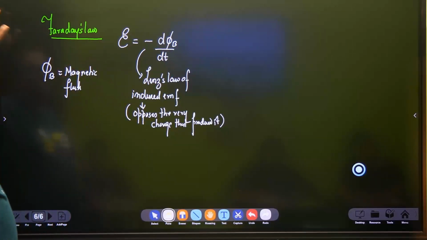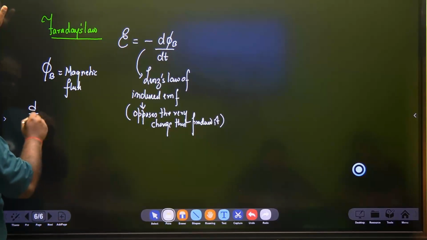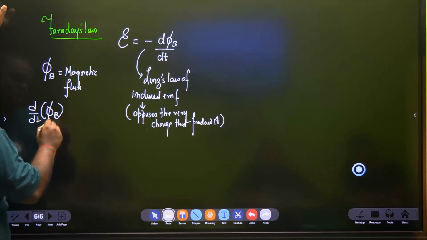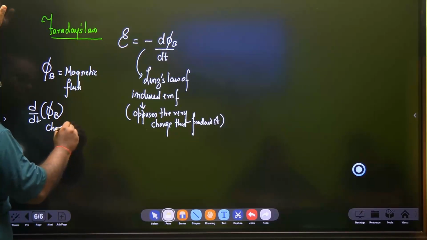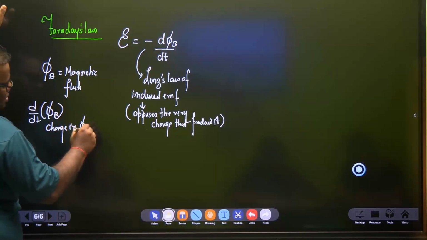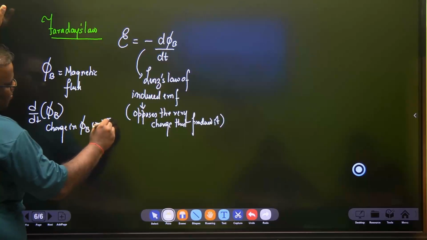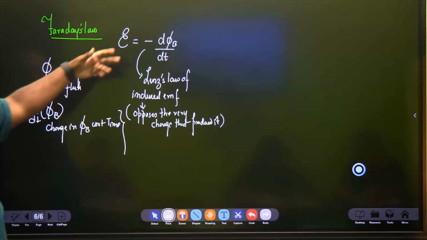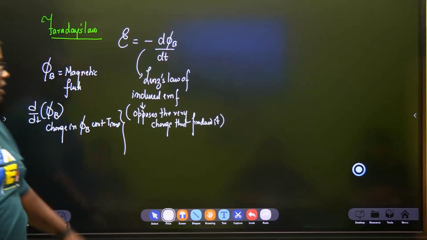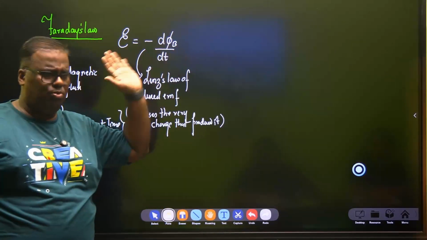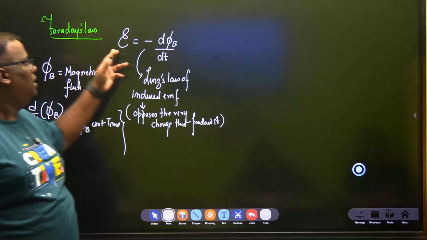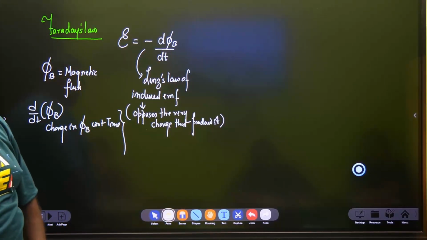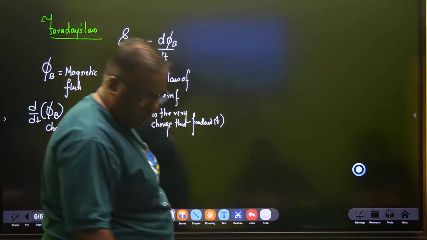So when you do d by dt of phi B, it means change in magnetic flux with respect to time. So if you can change the magnetic flux with respect to time, you generate an EMF, and that's what Faraday's law is, which we will study. But this is what is going to come up: E is equal to negative d phi by dt. All this is understood for only one coil.